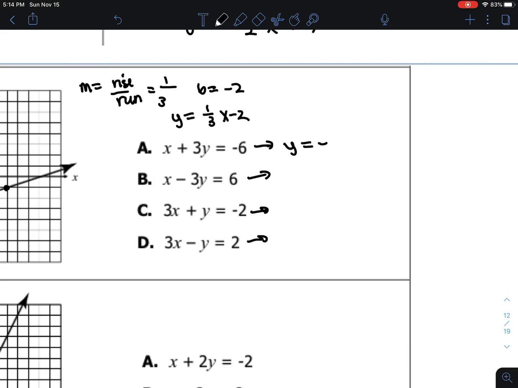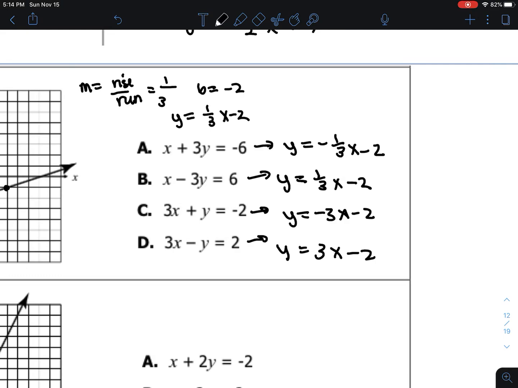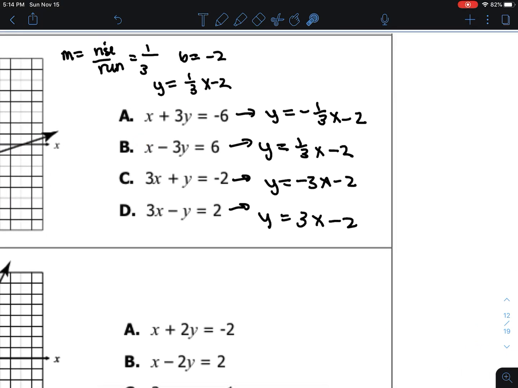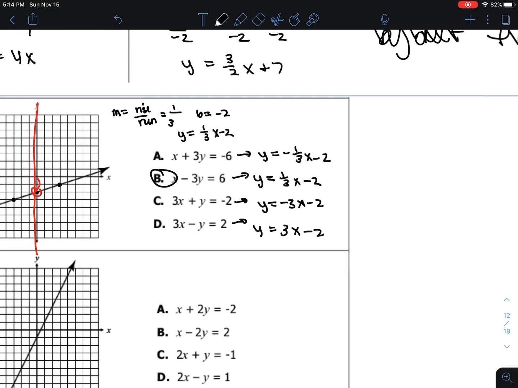This one is y equals -1/3 x minus 2. This one's y equals 1/3 x minus 2. This is y equals -3x minus 2. The last one is y equals positive 3x minus 2. So which one of these matches with the equation that we found based on this graph right here? And it is B. Okay?